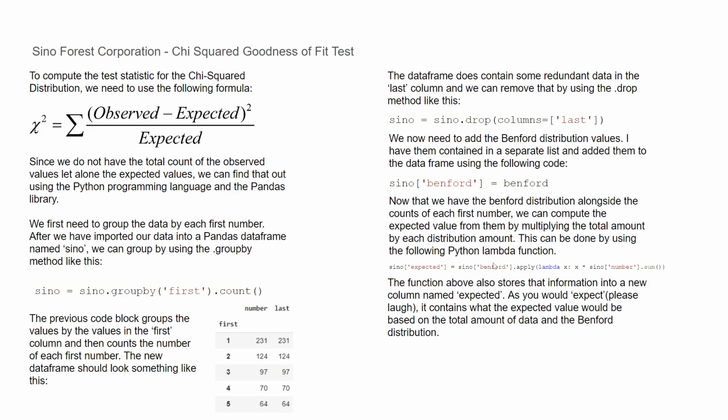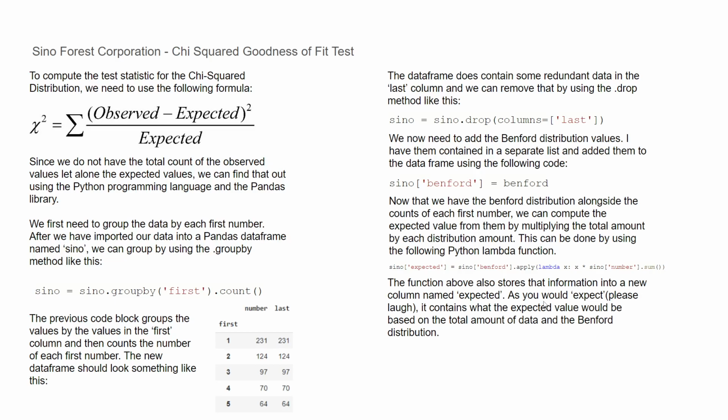and we're going to multiply that by the total, or the sum of all of the numbers in the number column of the Sino data set. This is going to get us the total number of transactions, and we're multiplying that by the Benford distribution percentage, which is going to give us what the expected value should be with the amount of data in the set.